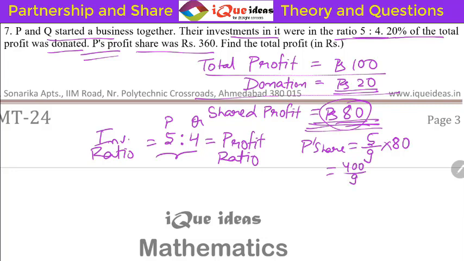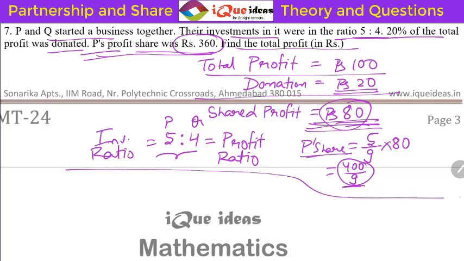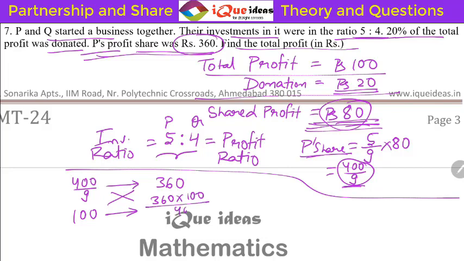Now look at the question. What is the question saying? The question says P's profit share is 360. Find the total profit, right? So what we say here, we have calculated P's share as 400 by 9. So we say that if 400 by 9 is equivalent to 360, then 100, which is the total profit, is equal to how much? Just multiply crosswise and simplify. It is 360 into 100 divided by 400 by 9. So carefully, if you simplify, it will come out to be 360 into 100 into 9 divided by 400.